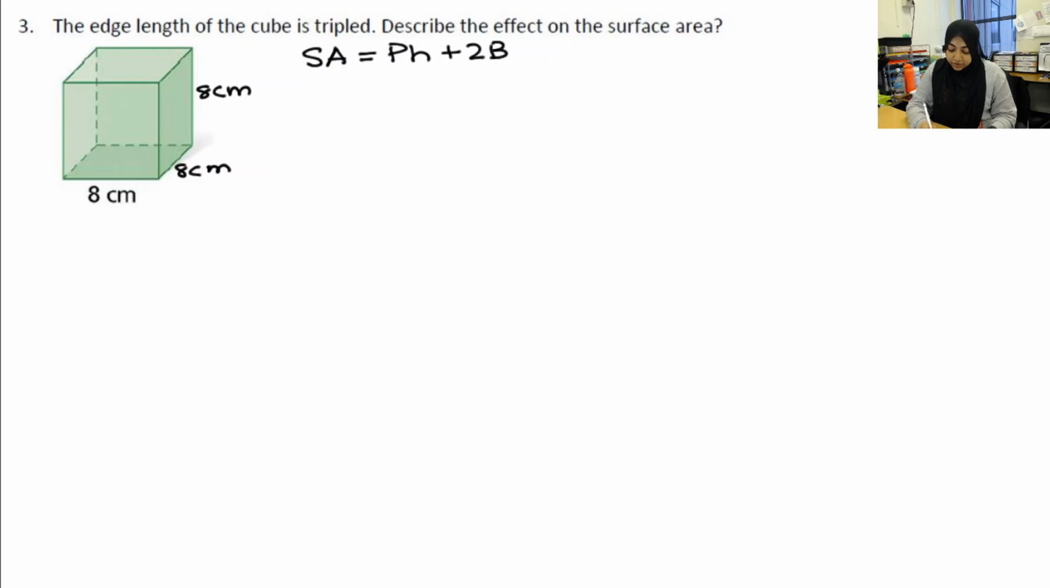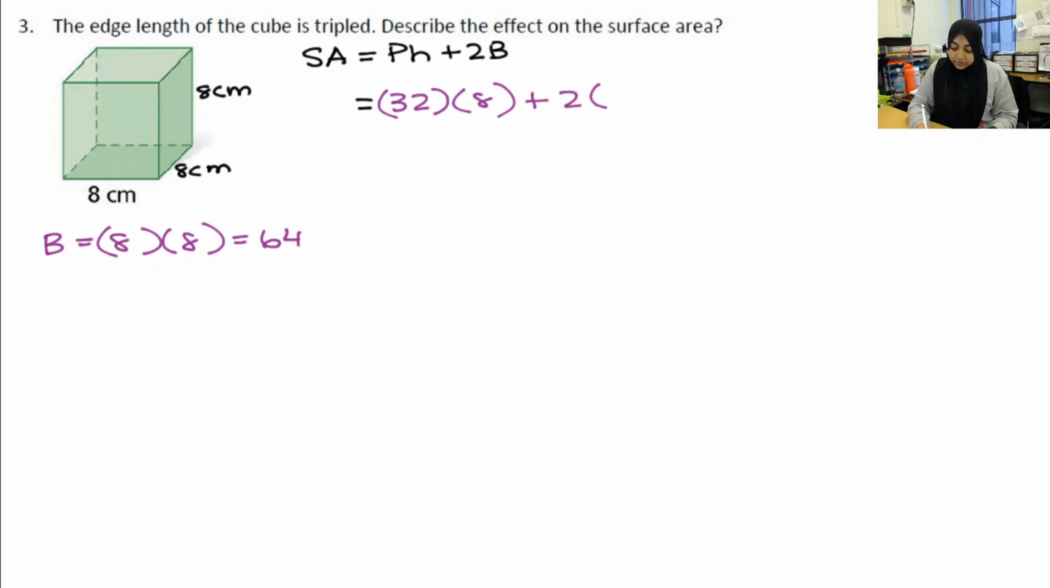Perimeter of the base, of course, is going to be 8 plus 8 plus 8 plus 8, which is 32, times my height, which is 8, plus 2 times the area of the base, which is going to be 8 times 8, which is 64. So 2 times 64. Okay, so now I'm going to go and find that area, which is 384 centimeters squared. So that's my original surface area.